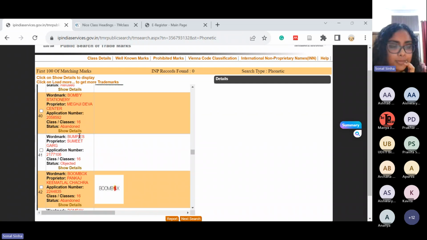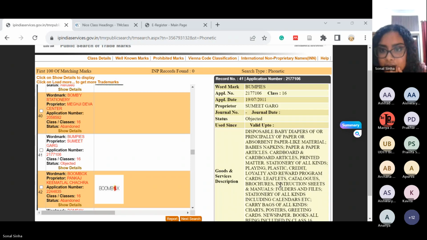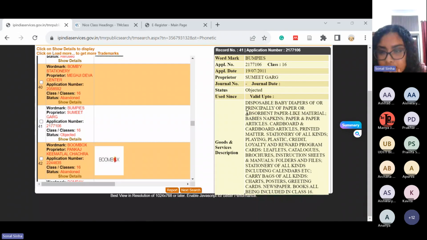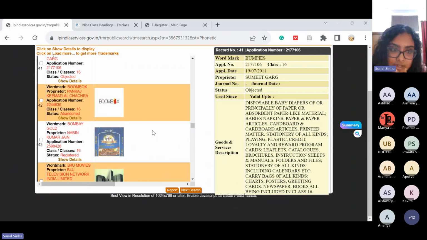Bumpies, right? Pumpkin and bumpies, but it's objected. And let's have a look at the goods. Details of the registration. Baby diapers, stationery, plastic, playing plastic rate loyalty. So they are into a similar kind of business, but again, it's bumpies and you're bumpkin. So, you can claim different marks.